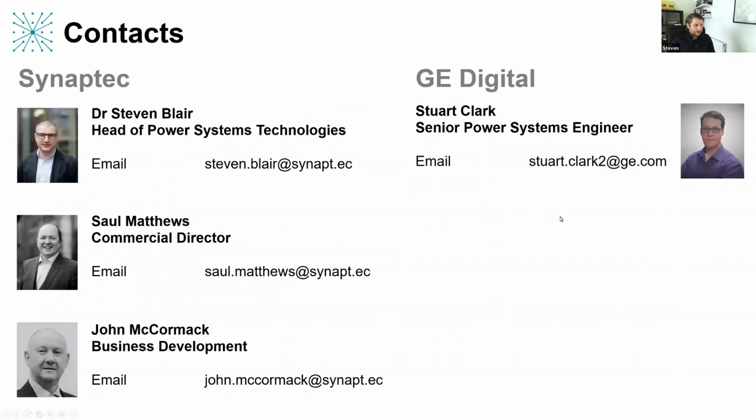So I think that's all we have in terms of slides and everything. Across the panel, are there any other aspects of wide area monitoring that is worth mentioning?